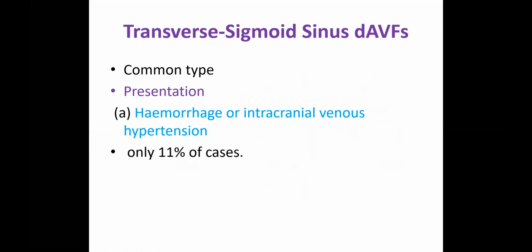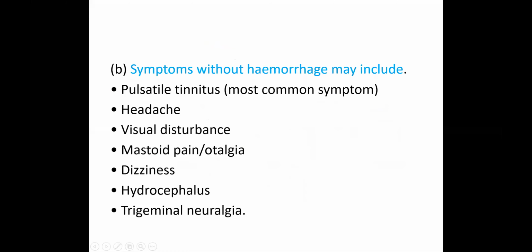Well, talking about different types, I'll talk briefly according to the site of the dural AVF. In the case of transverse sigmoid sinus, it is a common type, and the presentation is with hemorrhage or intracranial venous hypertension. It is found in 11% of cases. While about hemorrhage, they present with pulsatile tinnitus, which is very common, which we often miss.